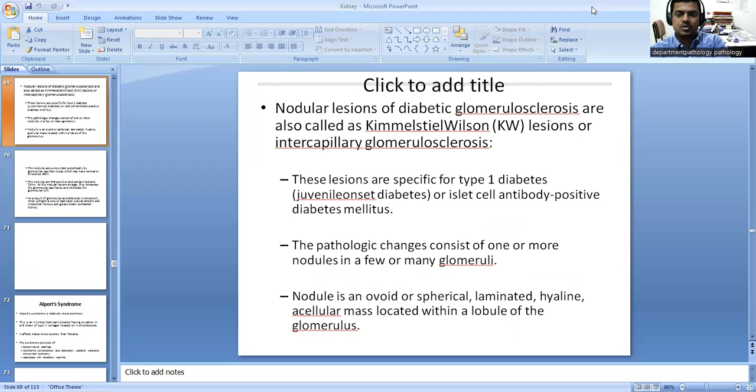Nodular lesions of diabetic glomerulosclerosis are also called Kimmelstiel-Wilson lesions or intercapillary glomerulosclerosis. These lesions are specific for type 1 diabetes, that is juvenile onset diabetes, or islet cell antibody positive diabetes mellitus. The pathologic changes consist of one or more nodules in a few or many glomeruli. The nodule is an ovoid or spherical, laminated, highly acellular mass located within a lobule of the glomerulus.